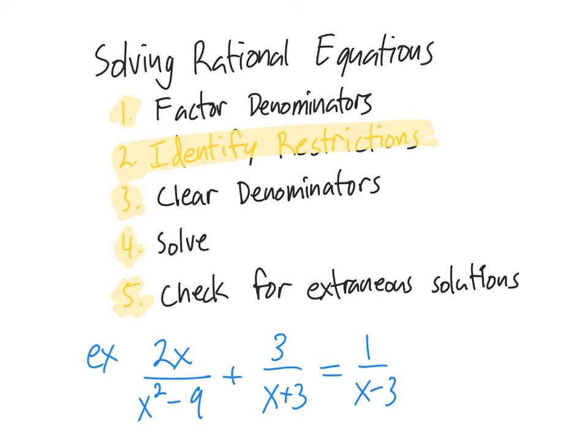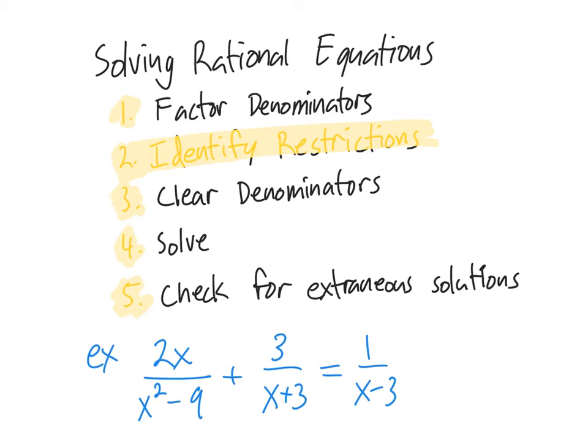We have 2x. The denominator here is a difference of squares, so that's going to factor as x minus 3, x plus 3. Then we have 3 on just x plus 3. That can't be factored, and neither can this last denominator, x minus 3.